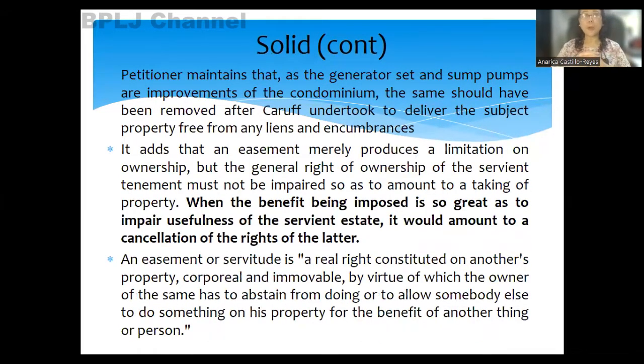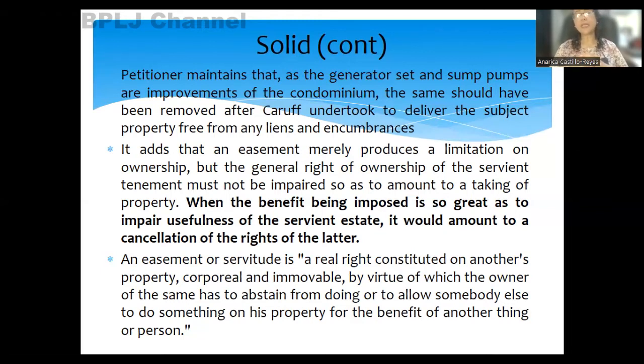Okay, so is that possible? Can an easement be declared over that portion of the property occupied by the said equipment? Is it an easement, or does it qualify to be considered as an easement? The Supreme Court said that an easement merely produces a limitation on ownership, but the general right of ownership of the servient tenement must not be impaired so as to amount to a taking of property.